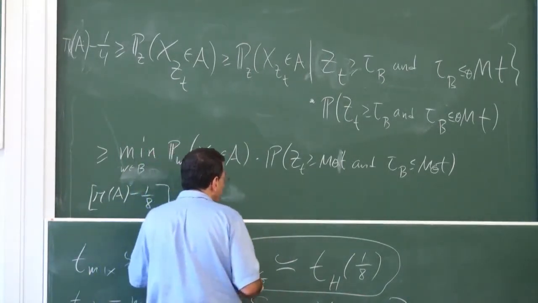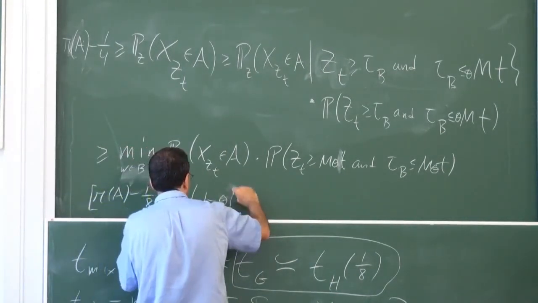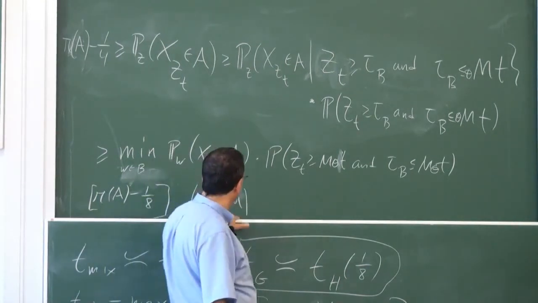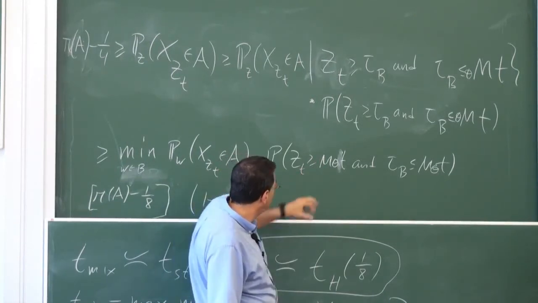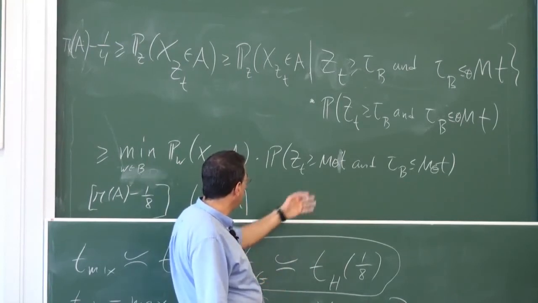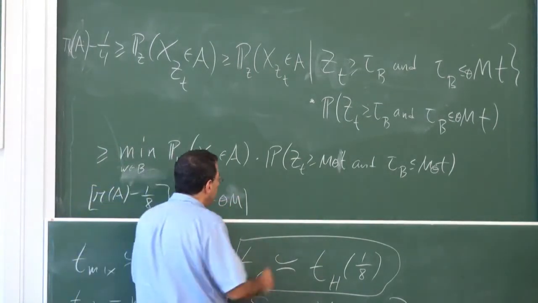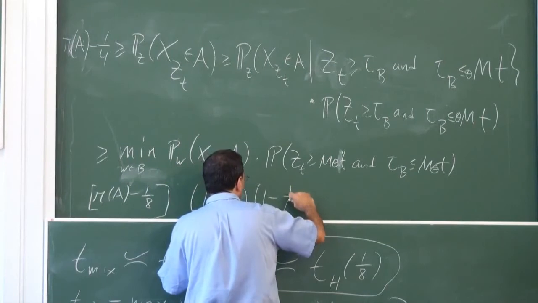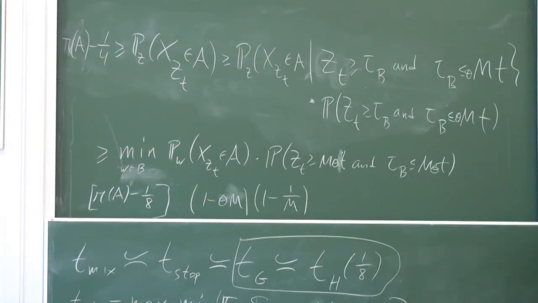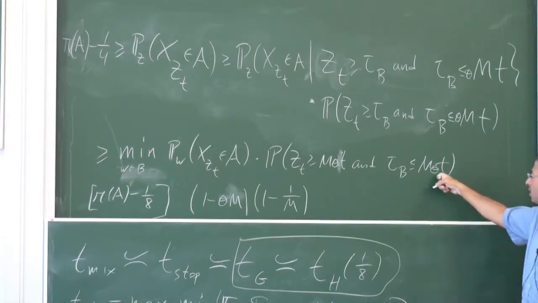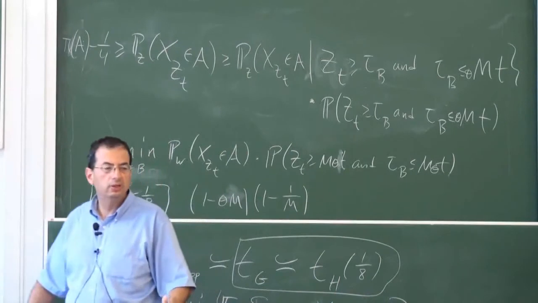And then we have, all right, the first term can be bounded below by 1 minus theta m because the probability that Z_t takes any value is at most 1 over t. So we're just excluding these m t theta values. So that gives us 1 minus theta m. And the last expression can be bounded by 1 minus 1 over m because we assumed that tau_B has mean at most theta t. So the probability that it's bigger than m times its mean is at most 1 over m.